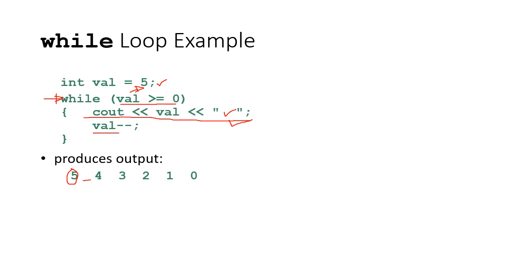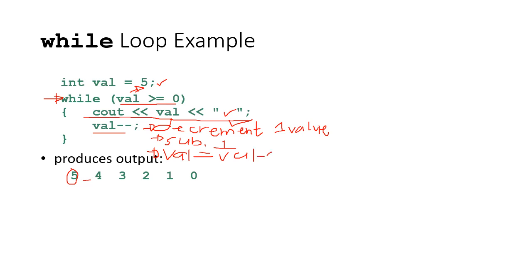Then go to the val minus minus. This part means it will decrement by one, so it will subtract 1. It is similar to the equation val is equal to val minus 1.